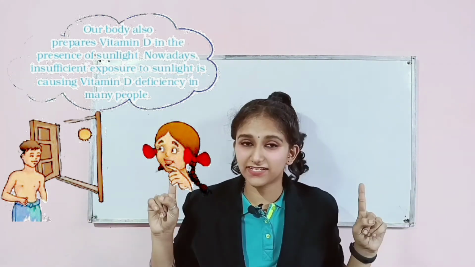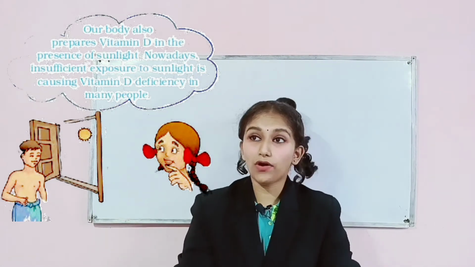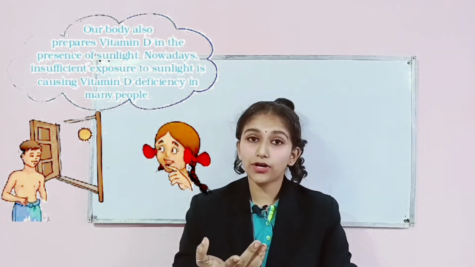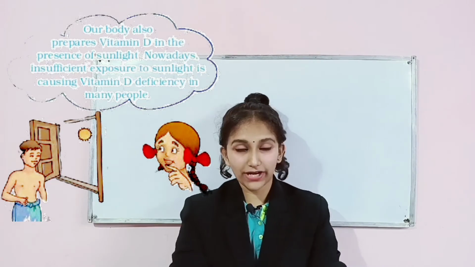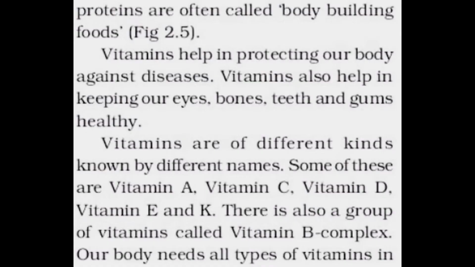Do you know vitamin D is also available from the sunlight? It is very easy for us to get vitamin D from direct sunlight. Now that doesn't mean that to get vitamin D, we go and stand in the sun the entire day. It's simple. Early in the morning till 8 o'clock, it is very healthy for us to go and take a sun bath. Vitamins help in protecting our body against diseases.